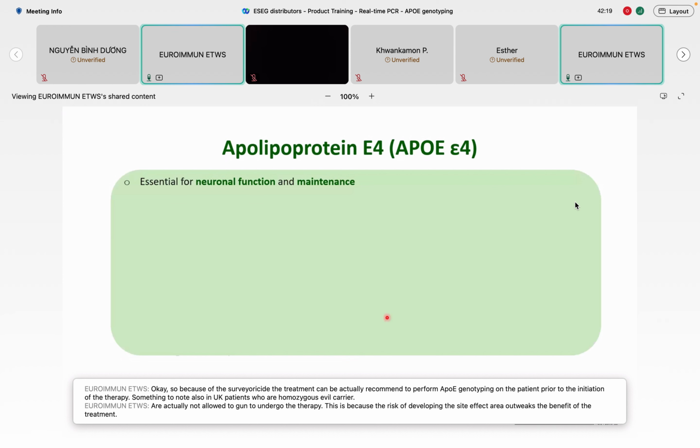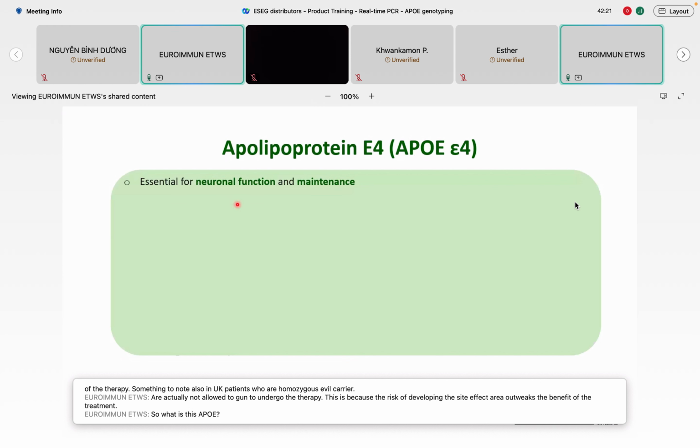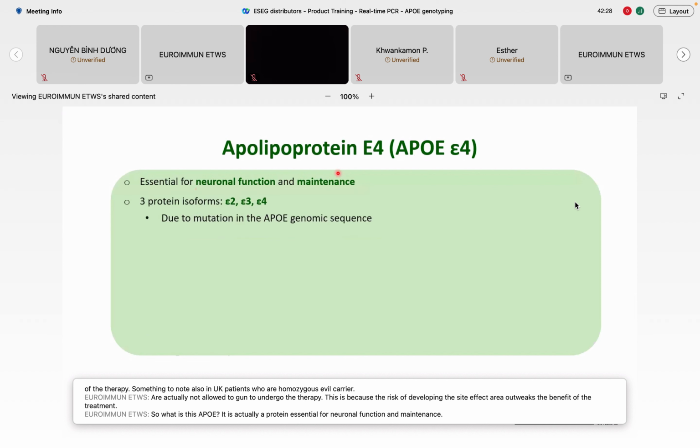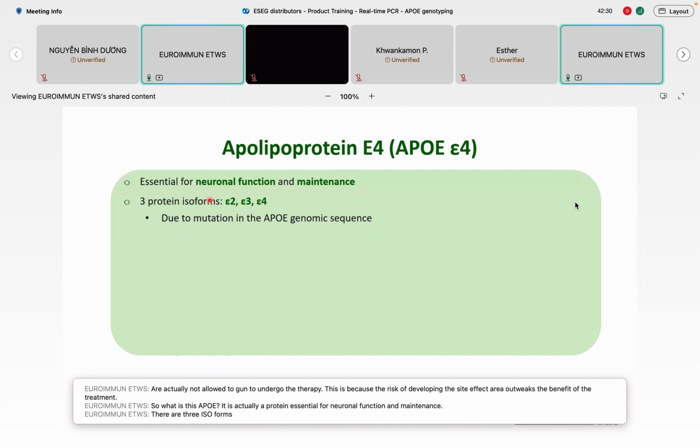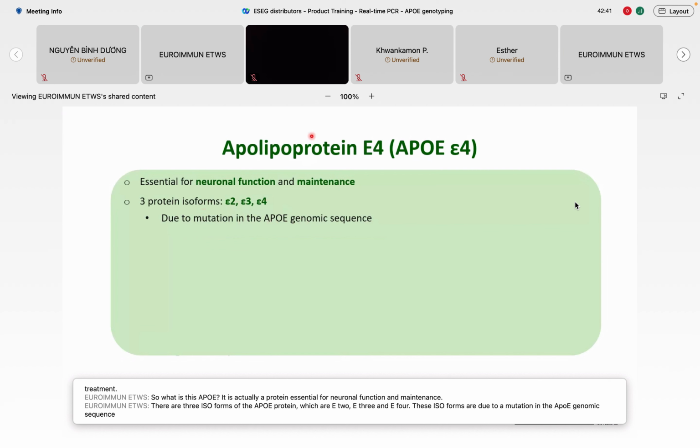So what is this APOE? It is actually a protein essential for neuronal function and maintenance. There are three isoforms of the APOE protein, which are E2, E3, and E4. These isoforms are due to a mutation in the APOE genomic sequence. So what are the differences of these isoforms?